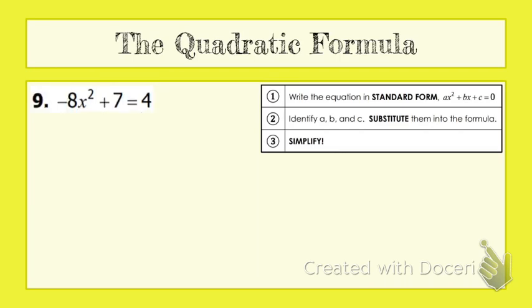I've got this one and one more for you. And the last one that I do has imaginary numbers in it. So make sure you stay tuned for that one.